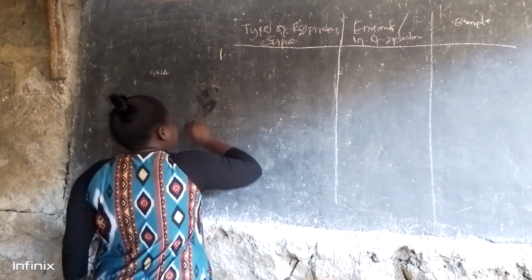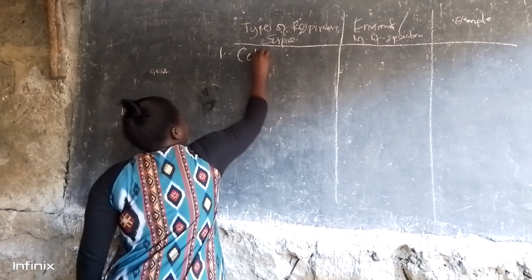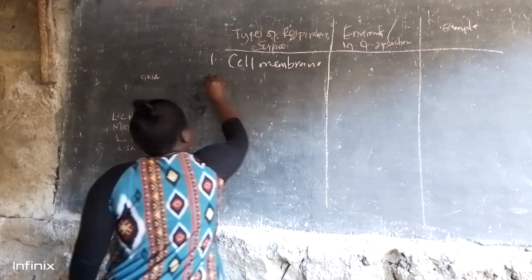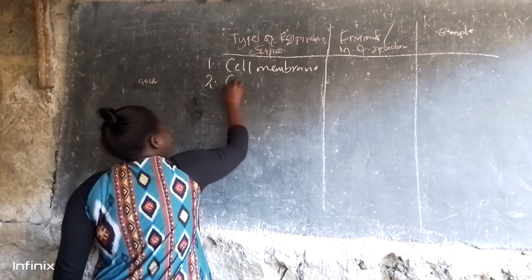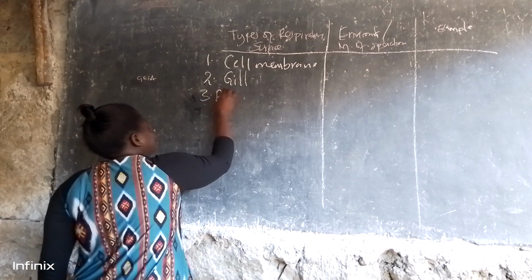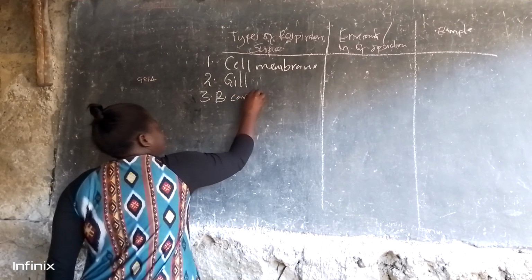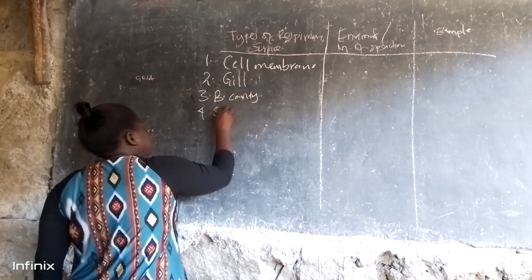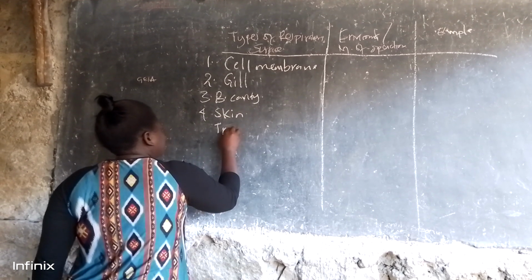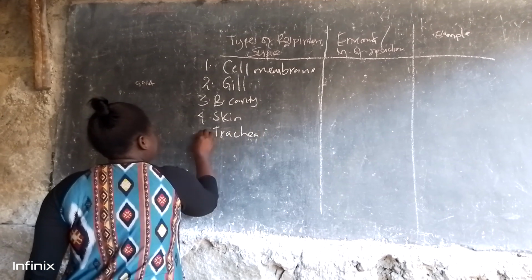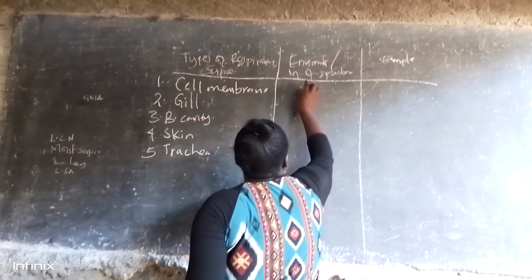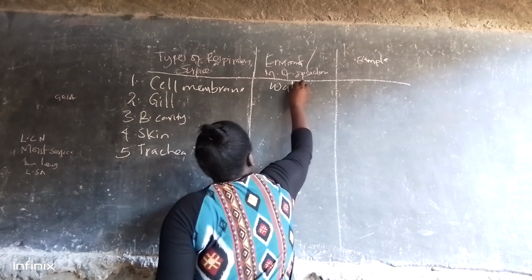We have different respiratory surfaces in animals. Number one, we have the cell membrane. Number two, we have the gill. Number three, we have the buccal cavity. Number four, we have the skin. Number five, we have the trachea. That is five. So in the cell membrane, the environment is water.